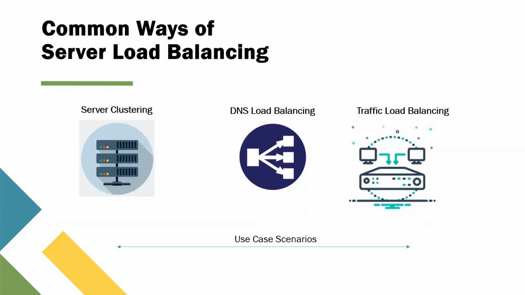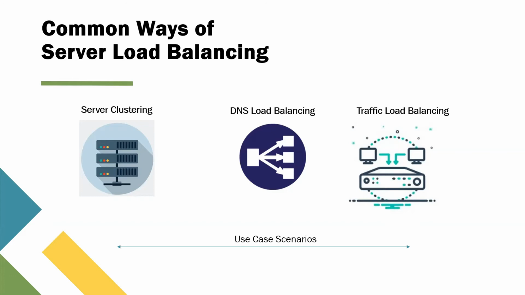When someone hits that URL, the DNS load balancer can pick one of the IP addresses of these three servers and assign it to the user. So user number 1 gets the IP address of server 1. He will create a session. He will only talk to server number 1.